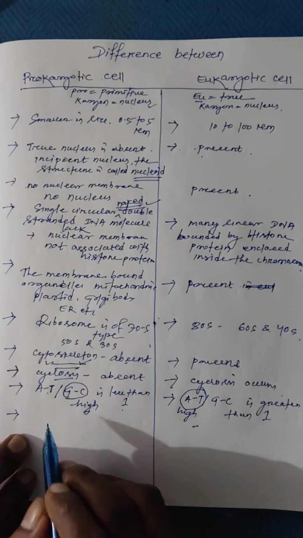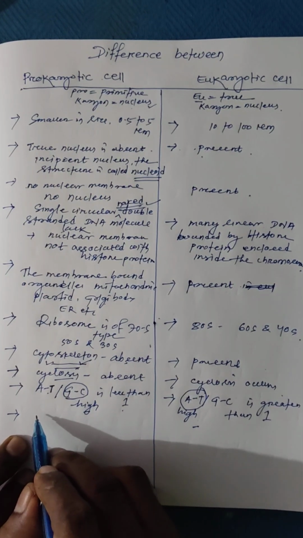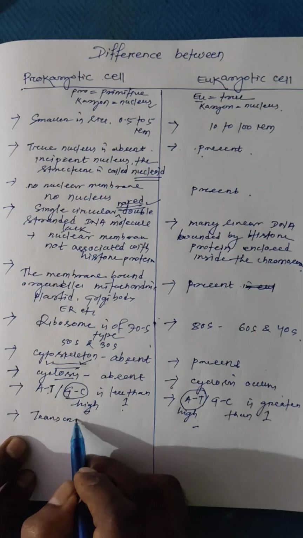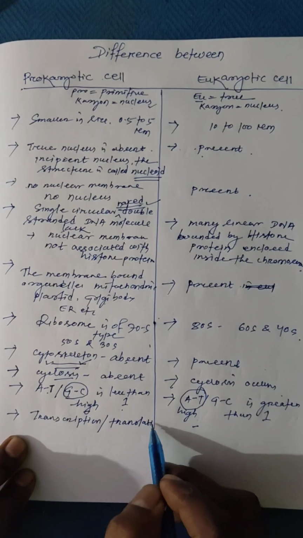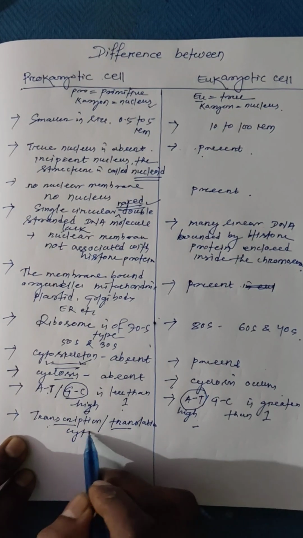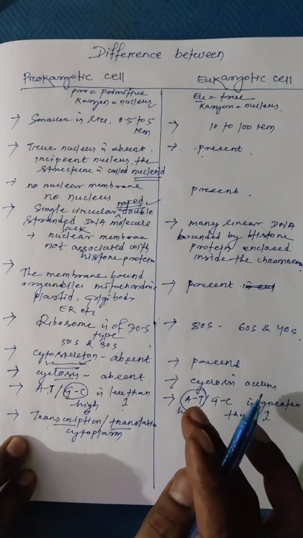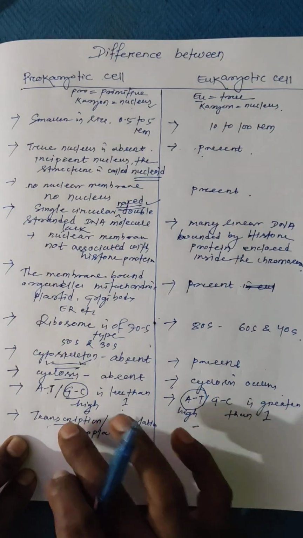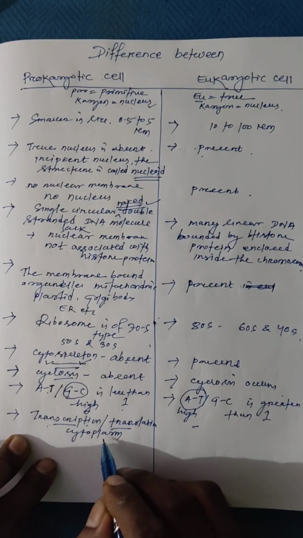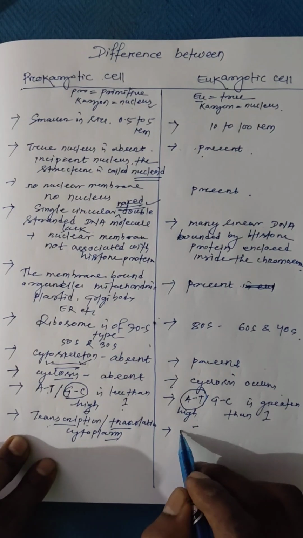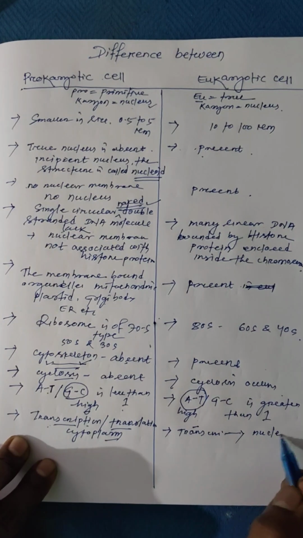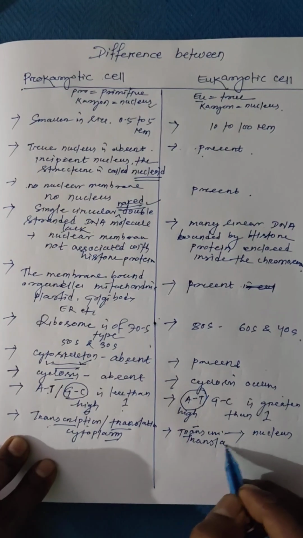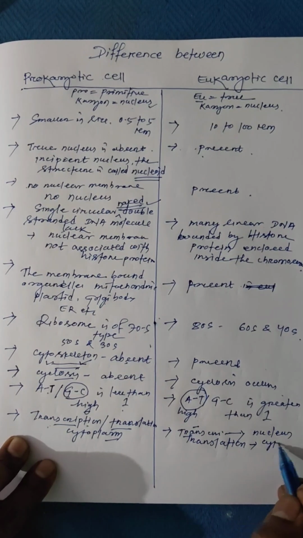Then transcription and translation. Transcription is the process of synthesis of RNA, basically mRNA. Translation is the synthesis of protein. Both these processes take place in the cytoplasm in prokaryotes. Since there is no nuclear membrane, there is no boundary between the genetic material and the cytoplasm. But in eukaryotic cell, transcription takes place in the nucleus, and translation occurs in the cytoplasm.